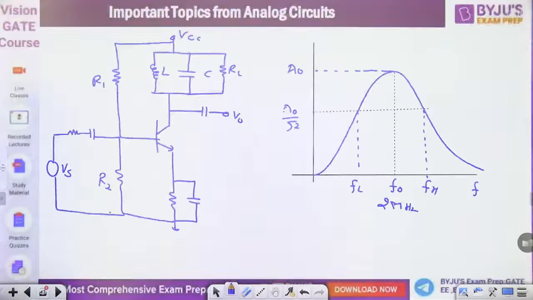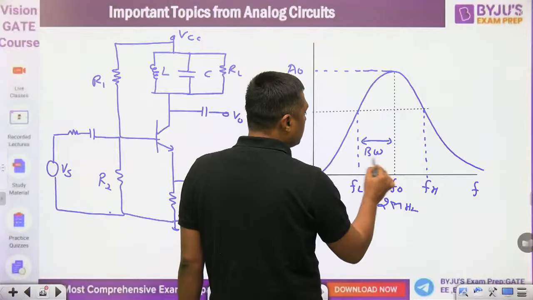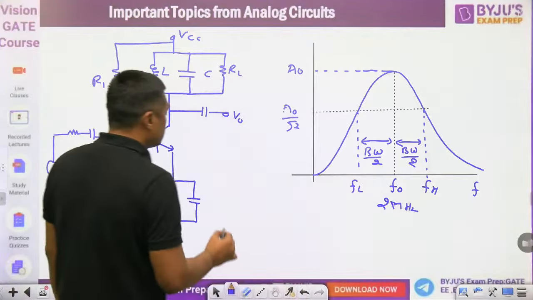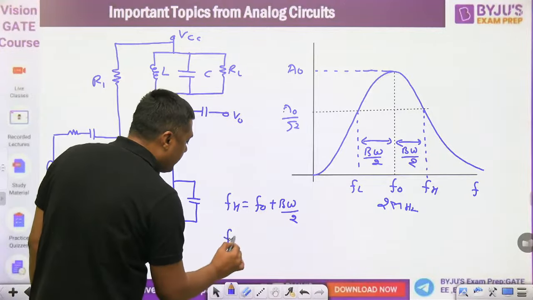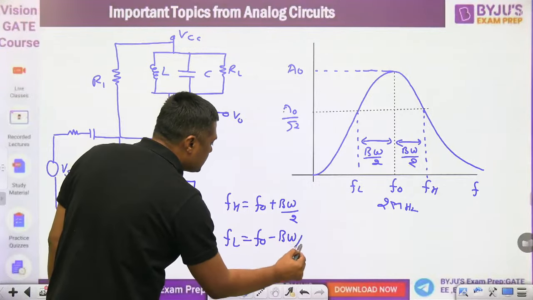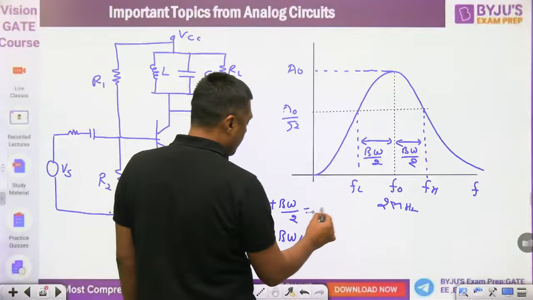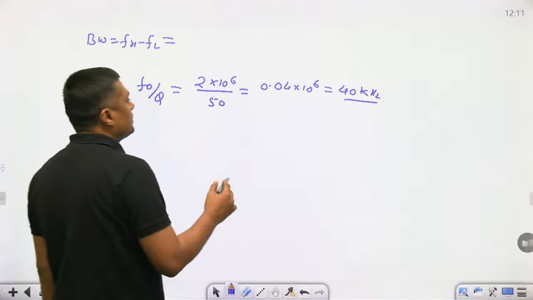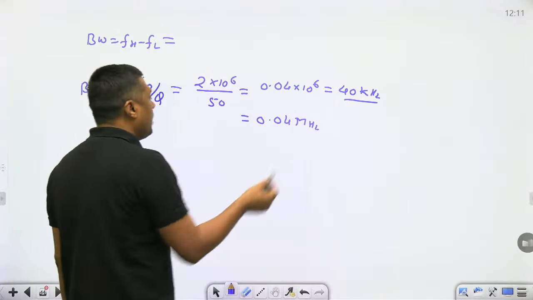Then second, because the quality factor is high, the cutoff frequencies are at bandwidth by 2 on either side. If you have the resonance frequency and bandwidth, then you can find the cutoff frequency. FH is equal to F0 plus bandwidth by 2, and FL is F0 minus bandwidth by 2. These are all standard formulas. Adding 40 kilohertz to 2 MHz gives 2.04 and 1.96 MHz. That's why I have kept this value here, which is nothing but 0.04 megahertz.